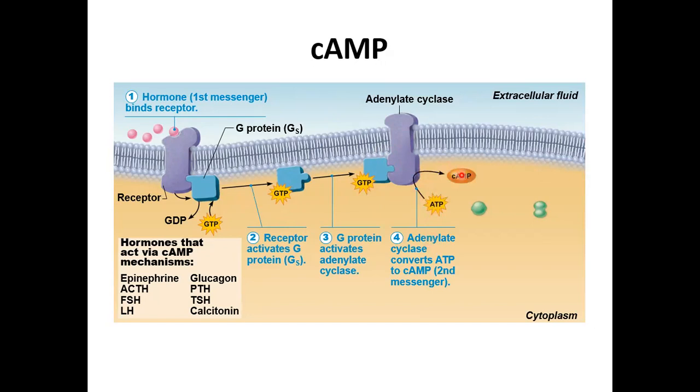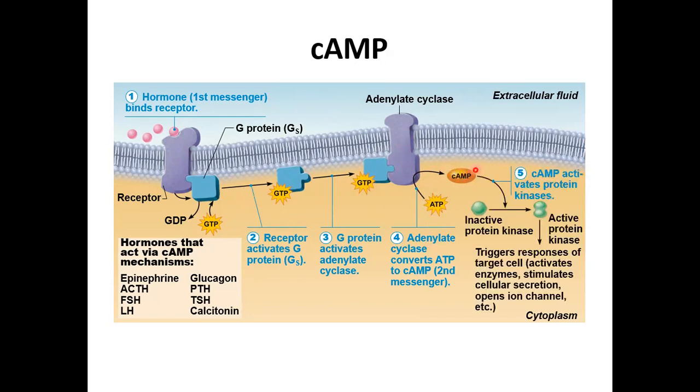This cyclic AMP is now the second messenger which will activate protein kinases. This protein kinase is going to bring about all the required activities which will promote the action of this particular hormone. Therefore, the actions of hormones are brought about. Okay, so which are the examples of hormones which act through cyclic AMP? It can be epinephrine, ACTH, FSH, LH, glucagon, parathyroid hormone, thyroid stimulating hormone, and calcitonin.